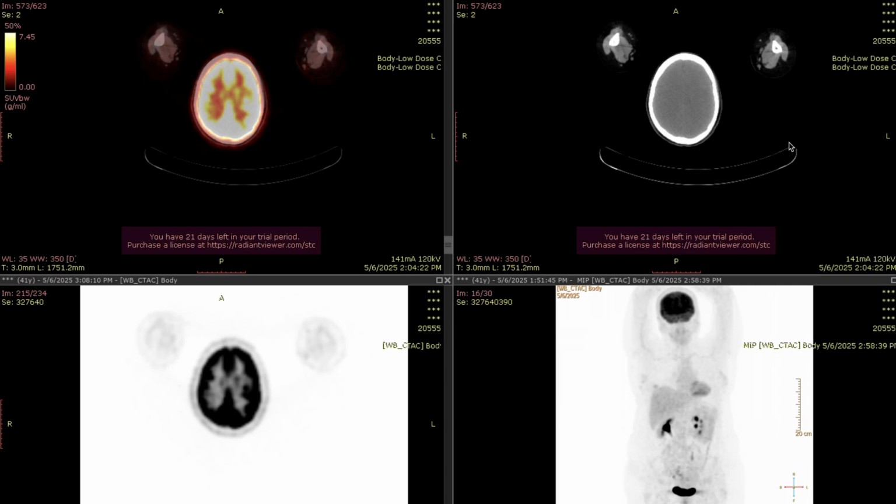The negative activity of the FDG gives us a good result with a good prognosis and possible response to radioactive iodine therapy. So let's start the assessment of our case.